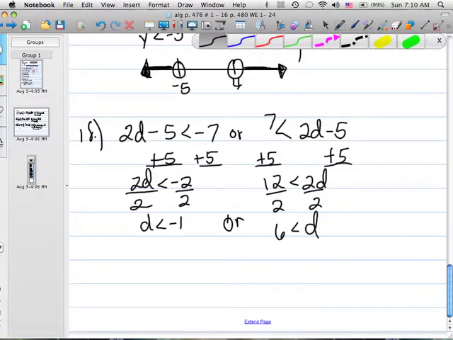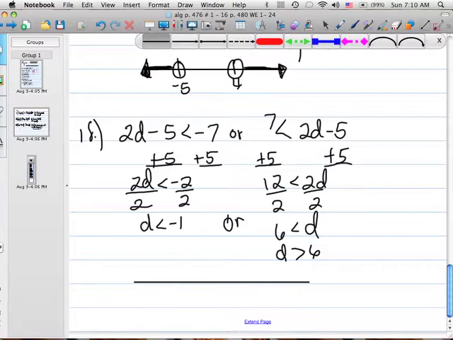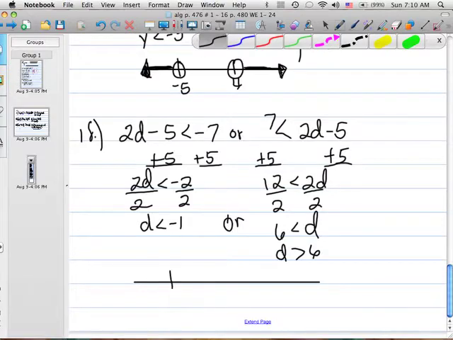Now remember I said make sure it's ready to graph. This is not. You will need to turn it around so the variable is first, written according to the way the graphing will happen. If 6 is less than d, then d is greater than 6. So we're ready to graph. We have a negative 1 here and a 6 here. This says d is less than negative 1, open circle, shaded to the left, solid arrow. Or d could be greater than 6, that's an open circle, shaded to the right, solid arrow.